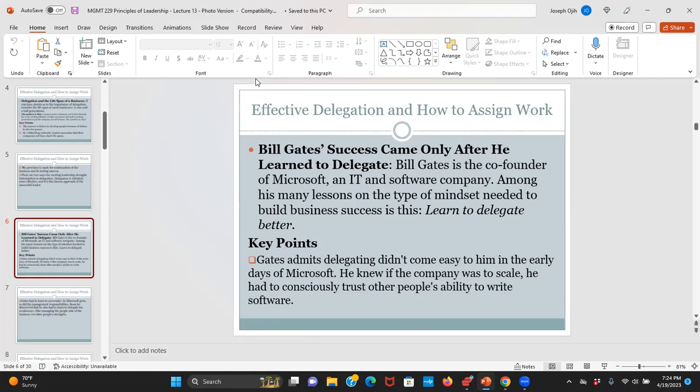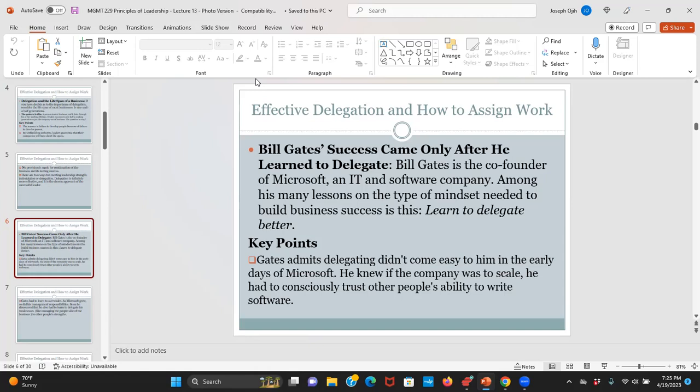Gates admits delegating didn't come easy to him in the early days of Microsoft. He knew his obsession with programming wasn't sustainable. If the company was to scale, he had to trust other people's ability to write software, unlike the earlier thought that he might be a micromanager. Even Steve Jobs was called a micromanager. But experience has taught them that this is not the right way to treat people.